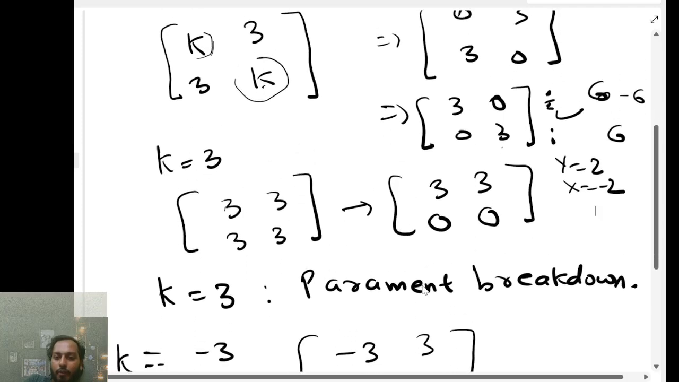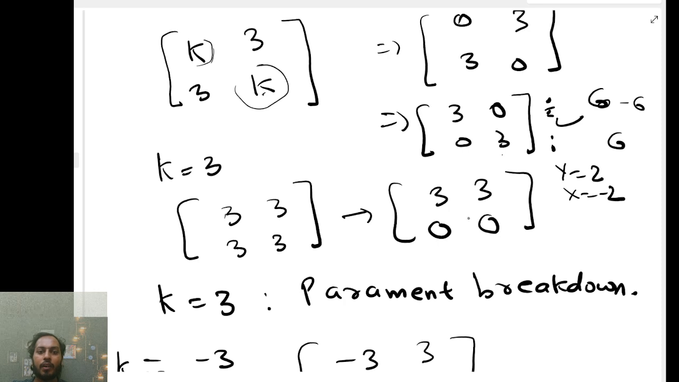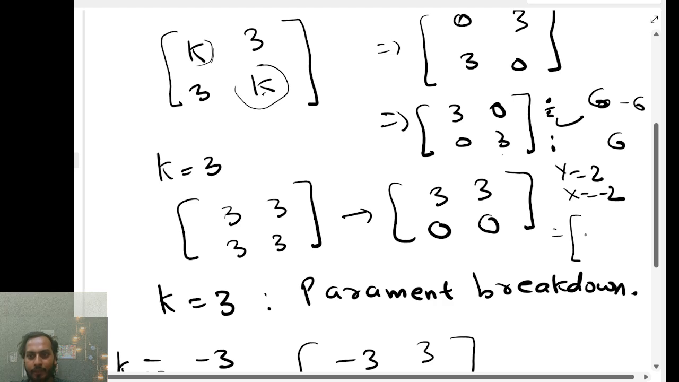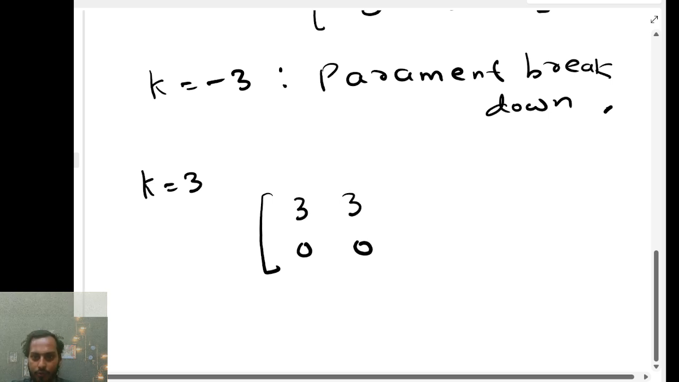Now can you tell me in the case of permanent breakdown? This is one of the permanent breakdowns where I subtract both of them in the same way. So if I subtract them, the augmented matrix, okay, let me write it down again. In the case of k equal to 3, my upper triangular matrix is 3, 3, 0, 0.